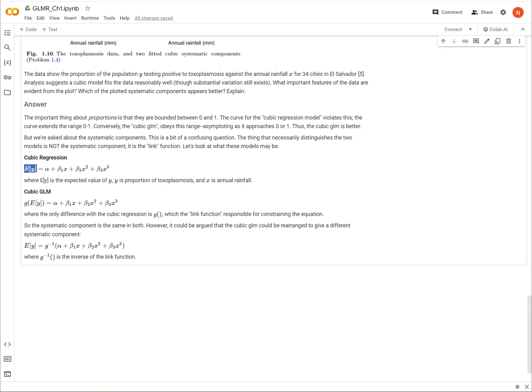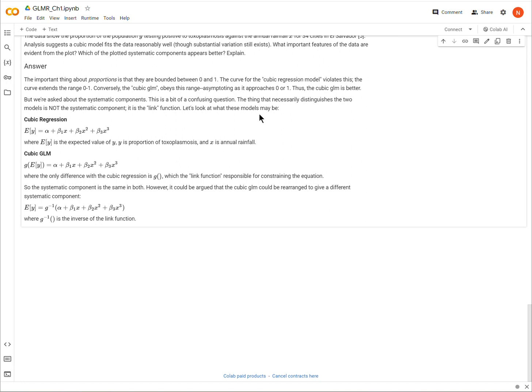We have that the expected value of y, or the mean of y, or y without any error, is given by some equation, by the systematic component. Okay, and so maybe it looks like this here, right? We have x terms up to x cubed. Okay. Well, now what about this? So now here's the cubic GLM, and it looks like this. And we see that the systematic component can be identical.